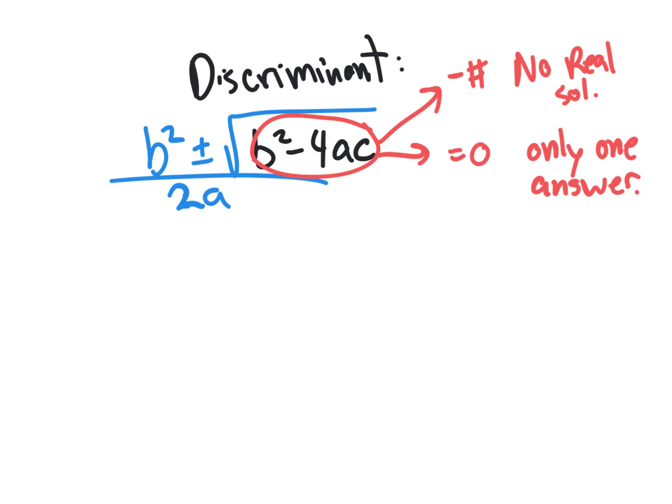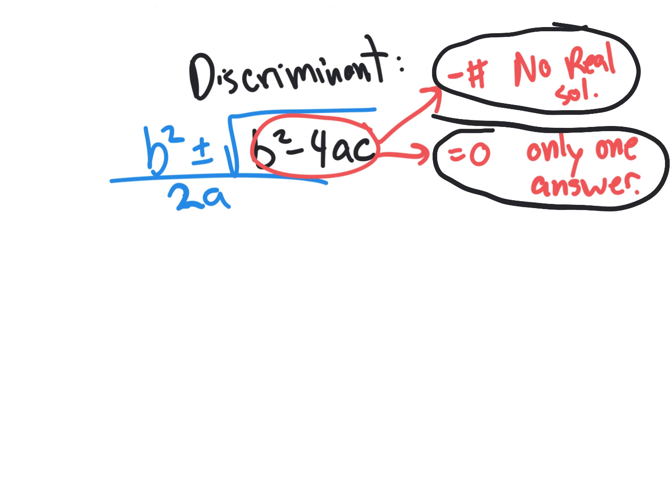That makes total sense, because if this is 0 and you do the square root of 0, if you add 0 and then go back and subtract 0, it's not going to produce two answers. It only gives you one answer. Okay. So once again, if you end up with a negative discriminant, there's no real solution. We know they're imaginary. If you end up with 0, there's only one real answer.